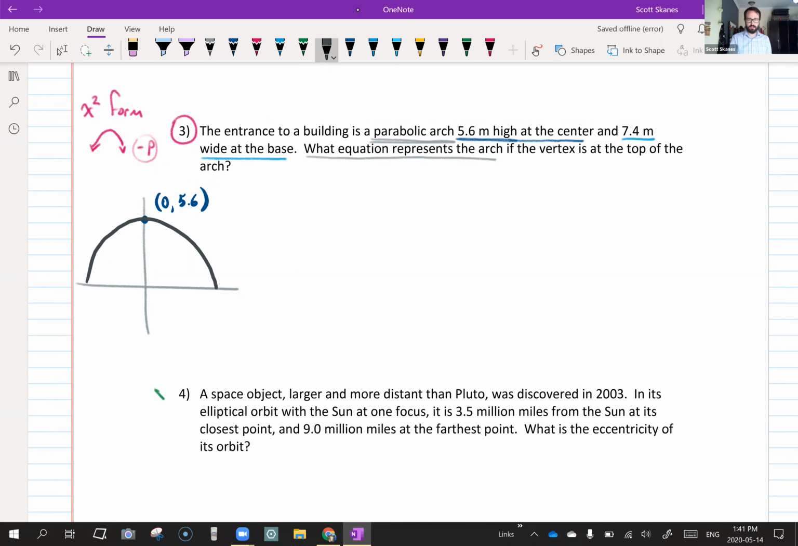Doesn't need to be perfect, just make a curve. And then what are our points to the left and right? Well, we're going to do the same thing we did last time. We know that it's 7.4 meters wide from here to there.